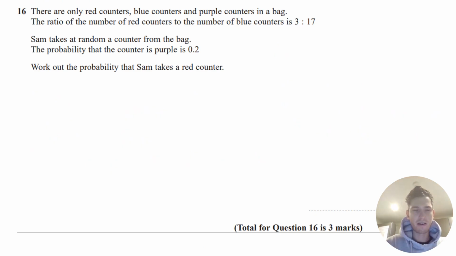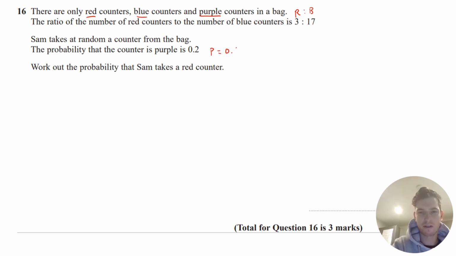Okay, next question. There are only red counters, blue counters, and purple counters in a bag. So red, blue, purple. The ratio of the number of red counters to the number of blue counters is 3 to 17. So red to blue is 3 to 17. Sam takes at random a counter from the bag. The probability that the counter is purple is 0.2. Okay, so purple is 0.2. Work out the probability that he takes a red counter.